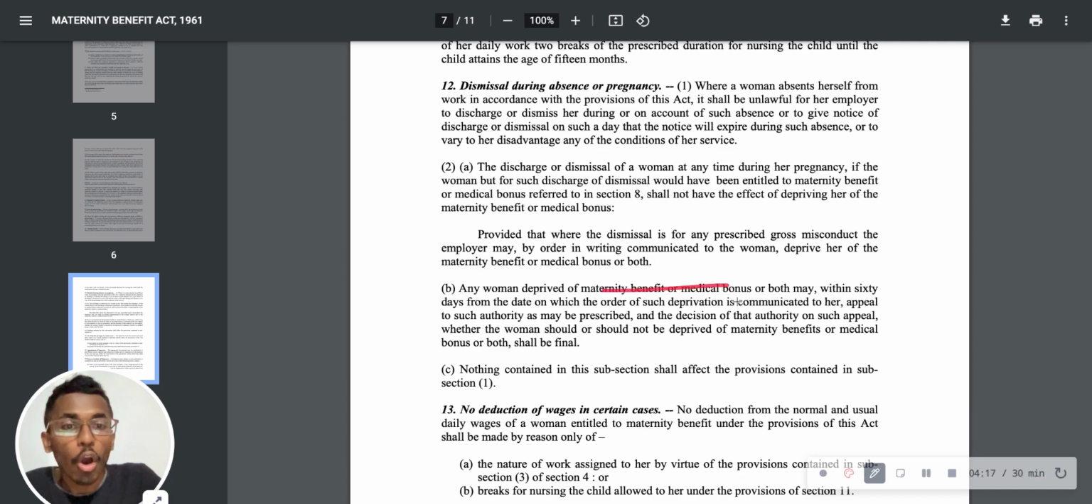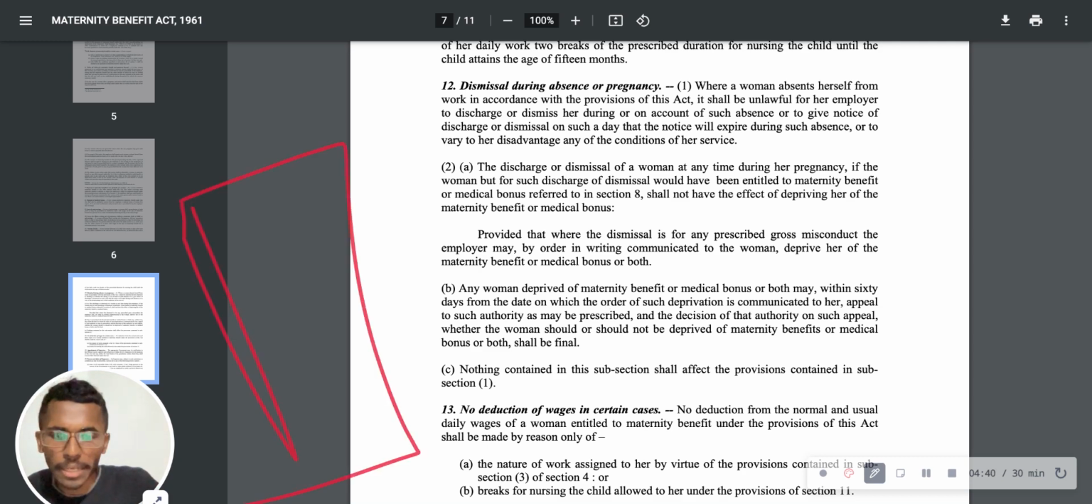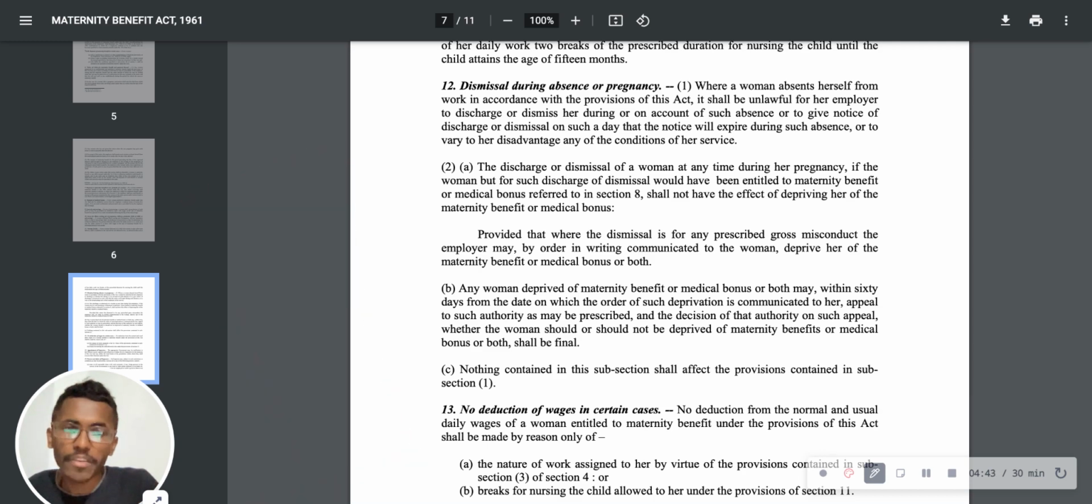Any woman deprived of maternity benefit or medical bonus, or both, may within 60 days from the date on which the order of such deprivation is communicated to her, appeal to such authority as may be prescribed, and the decision of the authority on such appeal, whether the woman should or should not be deprived of the maternity benefit or bonus, shall be final. So if such a violation of the contract is happening, you can send it to appeal, and based on the higher authority's observation, the authority can decide whether this particular female employee should continue or not.